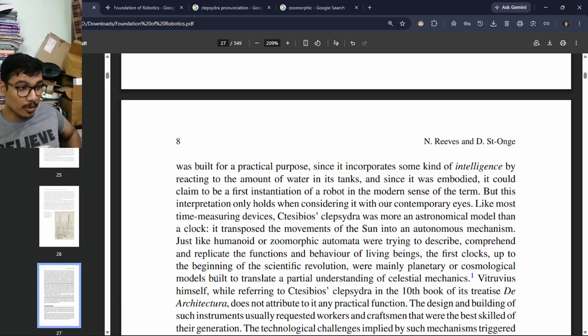The first clocks, up to the beginning of the scientific revolution, were mainly planetary or cosmological models built to translate a partial understanding of the celestial machines.